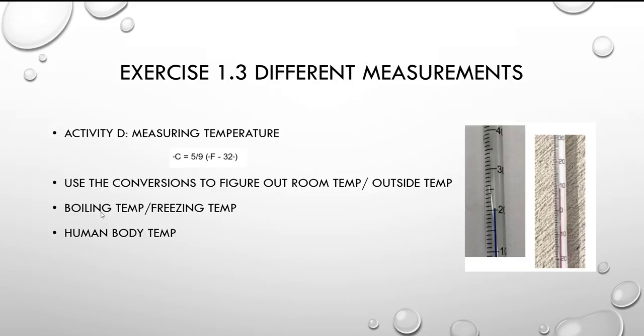And then you're going to figure out what is the boiling temperature and the freezing temperature in Celsius. It's really easy if you don't know off the top of your head. And then what's the human body temperature in Celsius? Okay, so you know in Fahrenheit it's what, 98.6 degrees or something like that. So what is it in Celsius? So you're just going to do those conversions, all right?